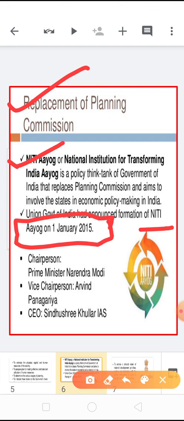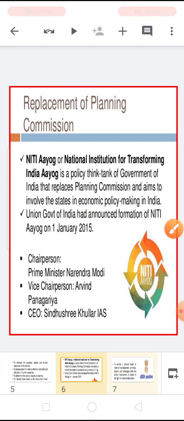The Vice Chairman is Arvind Panagariya, and the CEO is Sindhushree Khullar, who is an IAS officer. So these are basically the management committee of this Niti Aayog, in which the Prime Minister is known as the chairperson. We have a vice chairman and a CEO, who is an IAS officer. So next we move ahead, children.